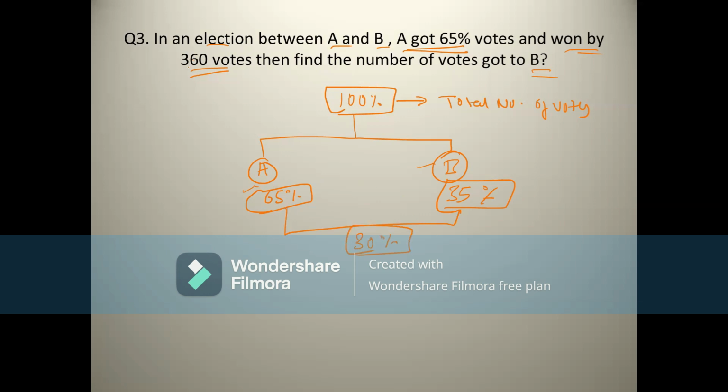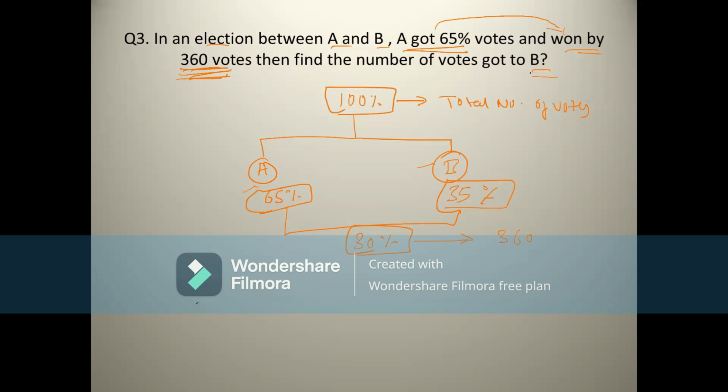And in the question, the margin is given as 360 because they told you that A got 65% of the votes and won by 360 votes. It means the margin is 360. So the value of 30% will be what? The value of 30% will be 360. Are you getting the point? So the value of 30% will be 360.